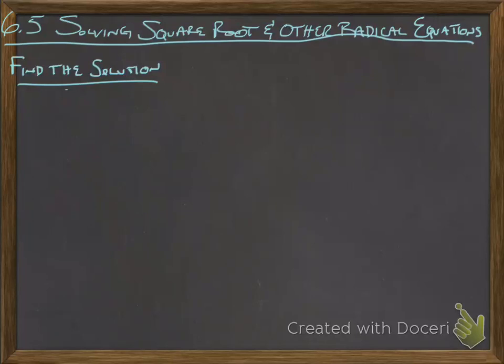Okay, in 6.5, we're going to be solving square root equations and other radical equations, and we've basically done this before. It's when you had, say, square root of x is equal to 3. To get the x out of the radical, the inverse operation of a square root is squaring it, so you would square both sides, and then x is equal to 9.